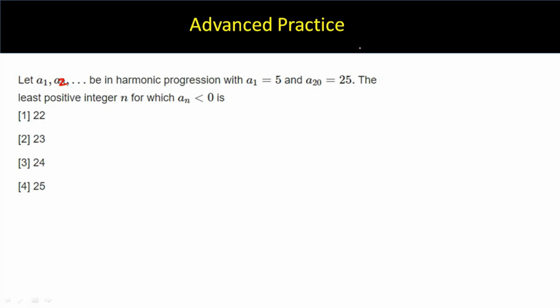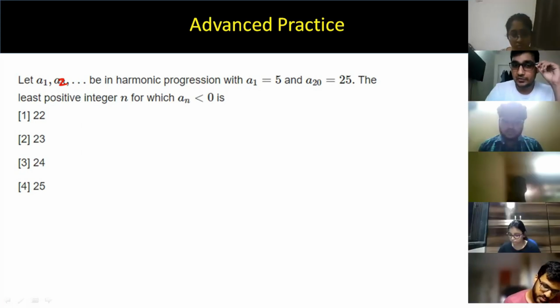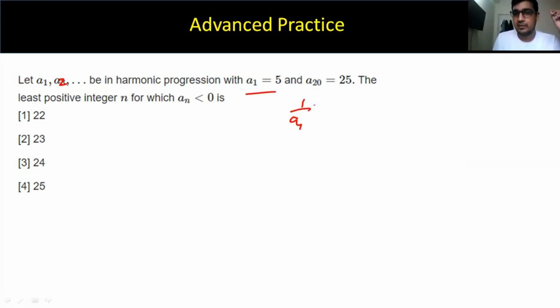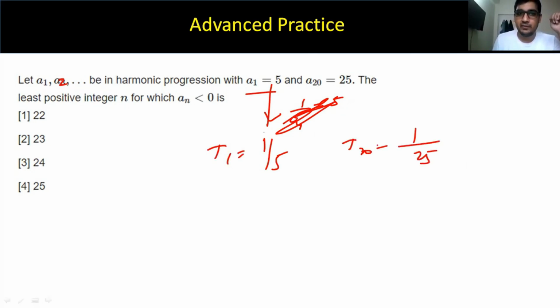You don't have to do anything special. Do not be scared of harmonic progression. All you have to do is convert this question to an arithmetic progression. Okay? So this is as good as saying 1 upon a1 is 5. I mean a1 is 5. So the first term of the corresponding arithmetic progression will be 1 by 5. Right? So this is T1 of the arithmetic progression and T20 is 1 upon 25.